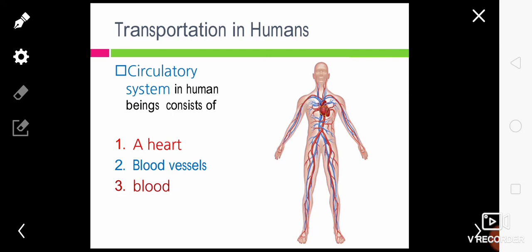Transportation in human beings is done by the circulatory system, and the circulatory system consists of mainly 3 parts: heart, blood vessels and blood. You can see in this diagram a heart situated at the center, and so many blood vessels arising from the heart. Inside the blood vessels there is blood for transporting all the materials, waste materials, respiratory gases, nutrients, etc. All these are transported by blood. So these are the 3 parts of the circulatory system: heart, blood vessels and blood.